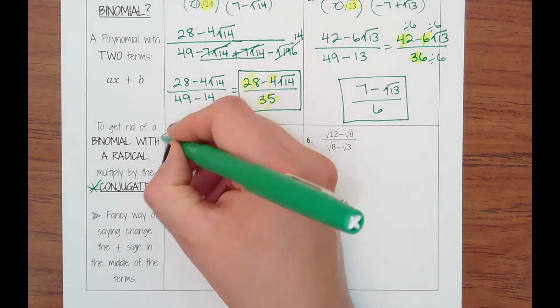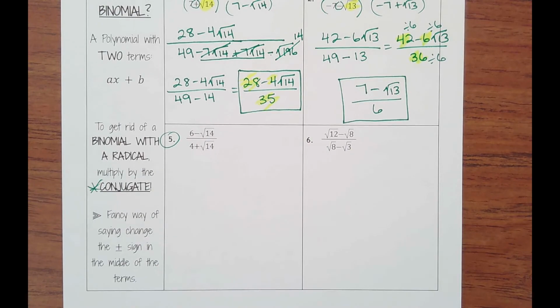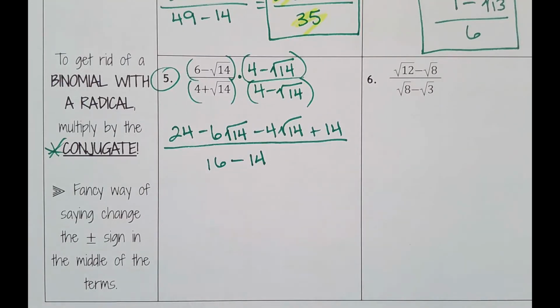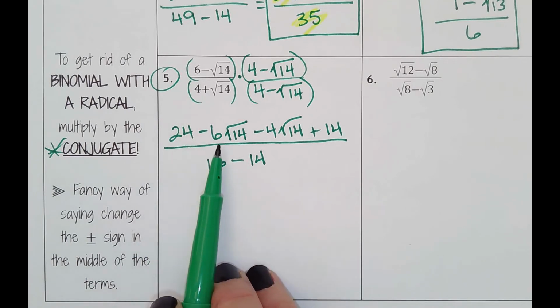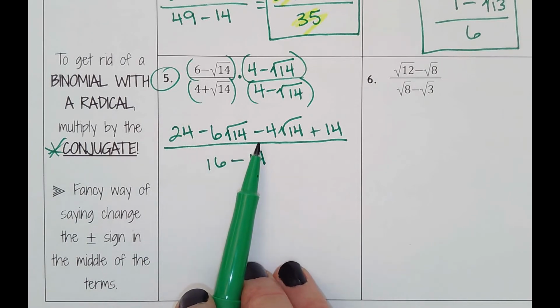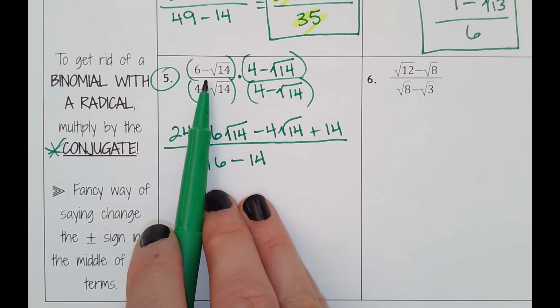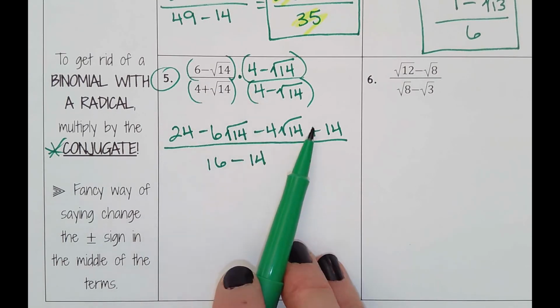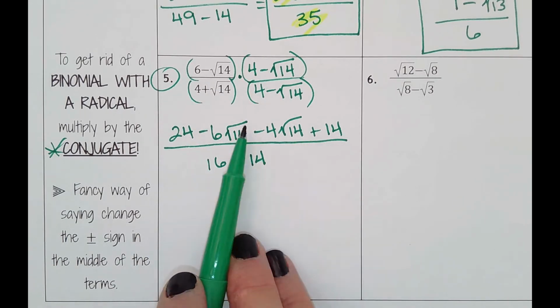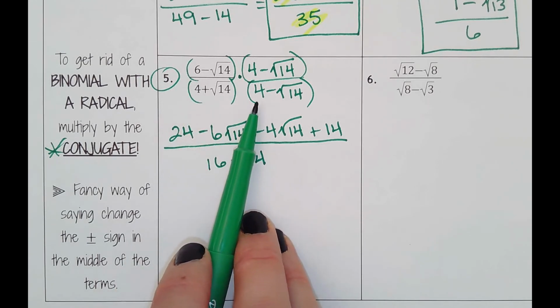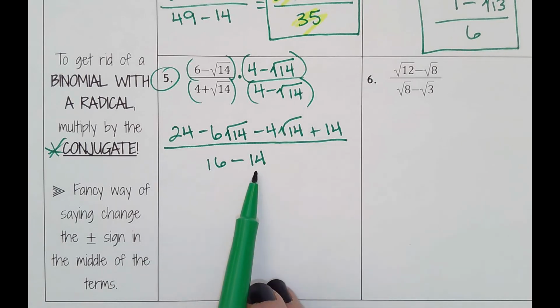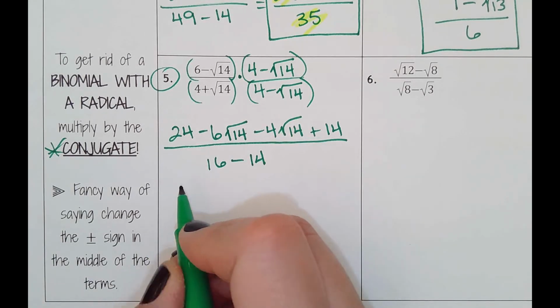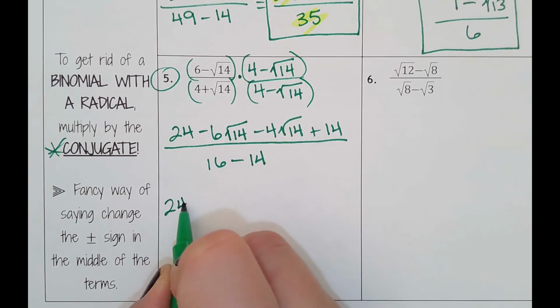Okay, why don't you pause and try number 5. When I FOILed on the top, this is what I got: 24 minus 6 square roots of 14 minus 4 square roots of 14, and then this became negative times negative is positive, just a regular 14. And then on the bottom, I just did the first terms and then the last terms, because I know the outers and inners will cancel each other out, and this became just 14.